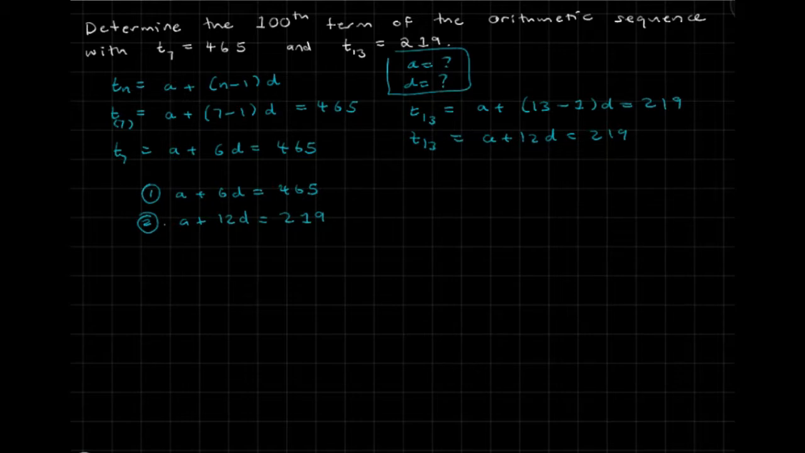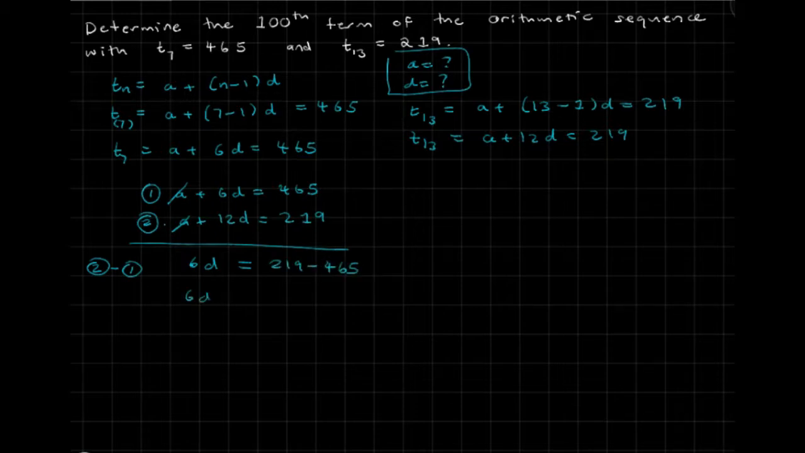Right? So this is where you'd have to use substitution or elimination. The easiest way to do this is I'm going to do elimination, and I'm going to subtract. I'll do equation 2 minus equation 1. So if I do equation 2 minus equation 1, a minus a is 0, 12d minus 6d is 6d, which is equal to 219 minus 465.